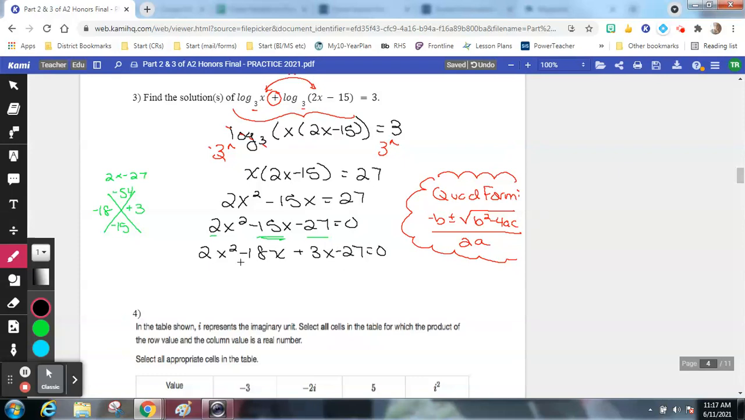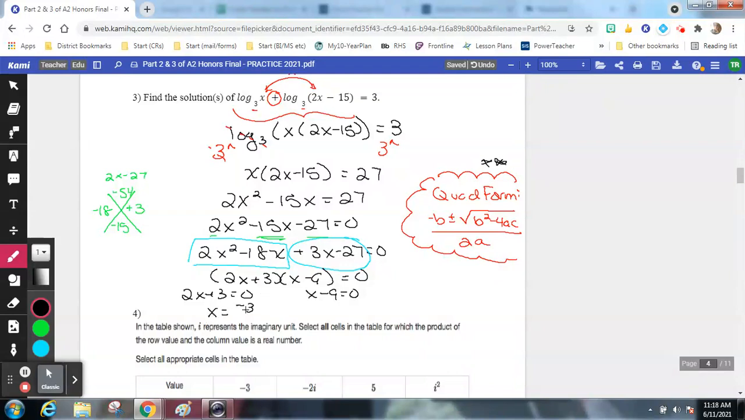Okay. In the end, just to save us some room and some time, you would group these. So you would group first 2, last 2, take out what they have in common, and it's going to factor to 2x plus 3 and x minus 9. And you would set each of these equal to 0 and solve. And again, if you use the quadratic formula over here, you're going to get the same answers. You would find that x equals a negative 3/2 or negative 1.5, and x equals 9.